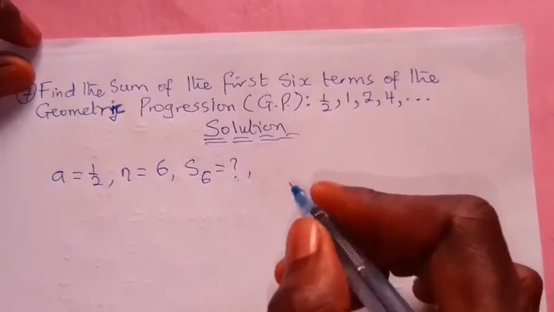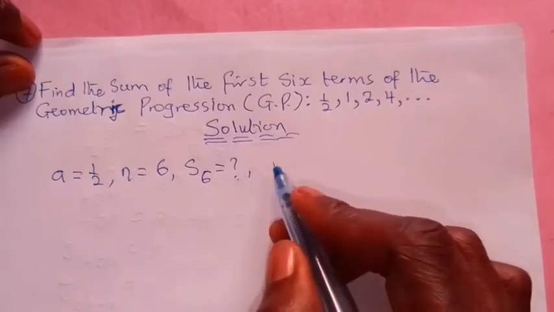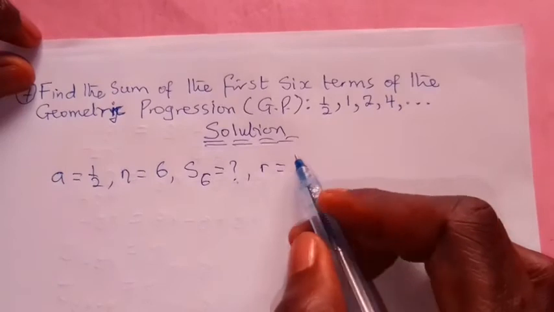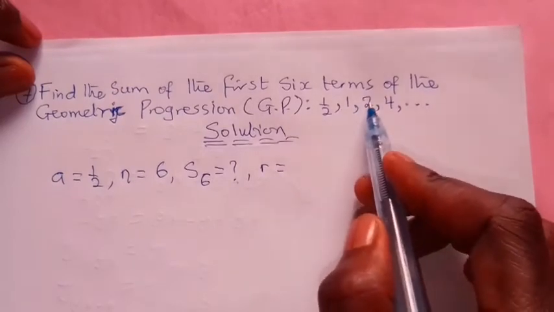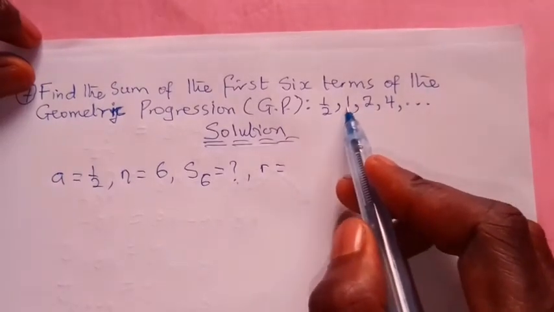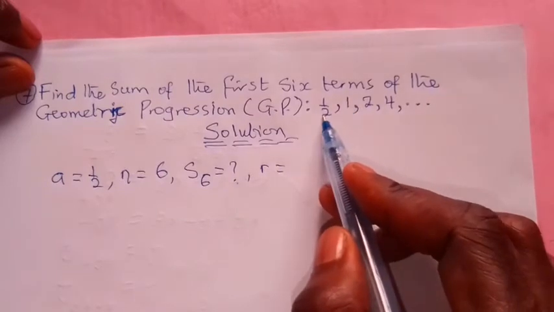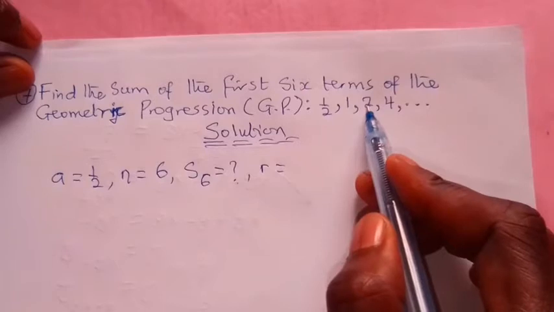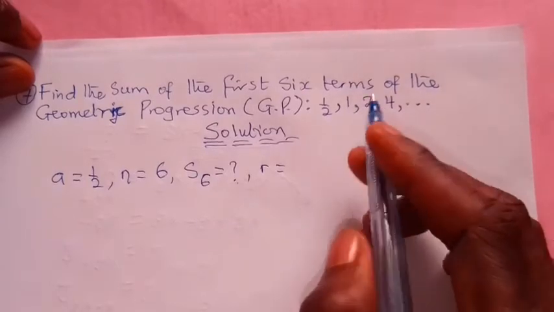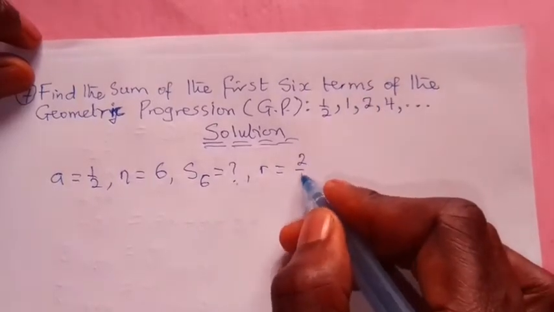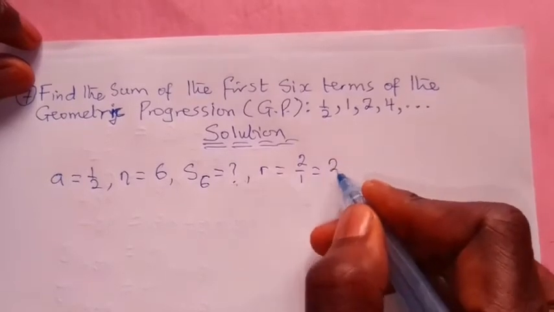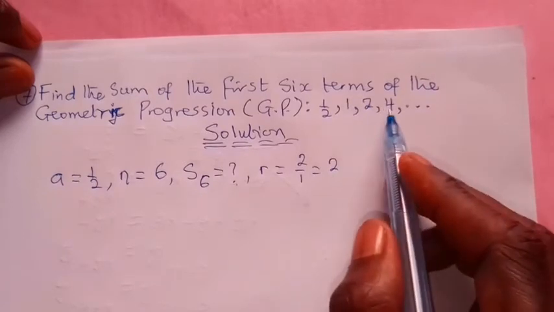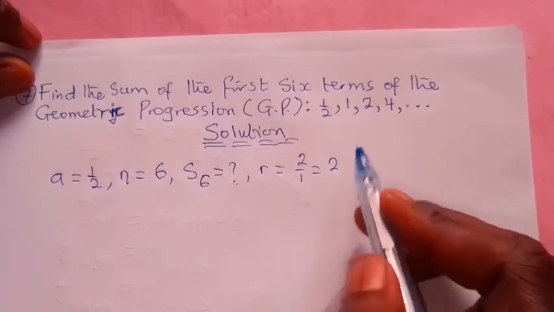Okay. Now, for us to get this value, we need the common ratio. And to get the common ratio, it is the third term to the second term, or the second term to the first term. So to make it easy, let's just take the third term to the second term. Pardon me for that. So we have 2 upon 1, and that will give us 2. So the common ratio in this case is 2. If you take the fourth term to the third term, it will still give us 2.